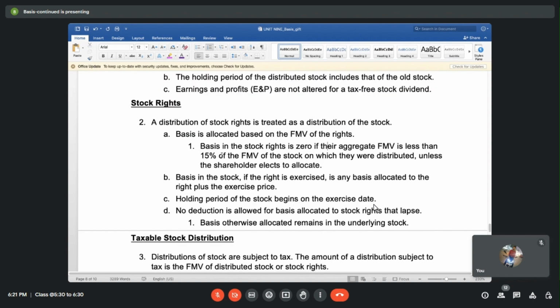Okay, there's one change here. The basis in stock rights is 0. Stock rights, meaning they are given this, it's a form of dividend only, but in the form of rights, right shares. So what they're saying is the basis could be 0 if the aggregate fair market value is less than 15% of the fair market value of the stock on which they were distributed. So if the difference between these two values is less than 15%, basis in the stock right will be 0.